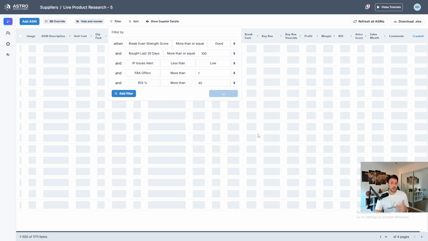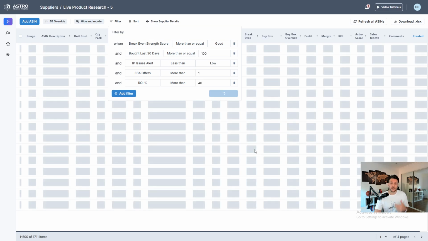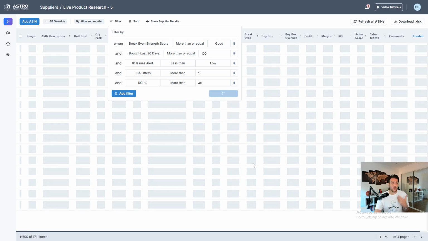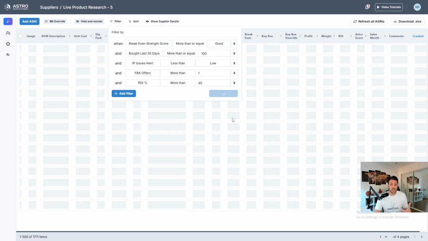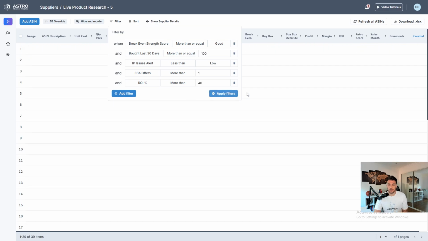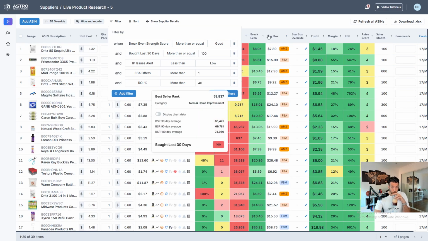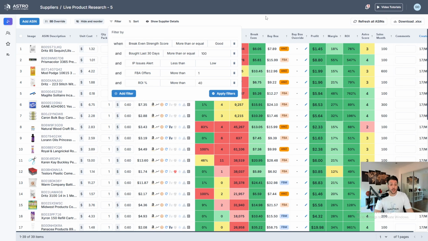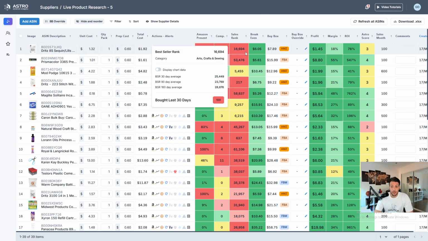Now, normally going through 1711 ASINs one by one, you can imagine how long that takes. If it takes you 1 minute to analyze an ASIN fully, that's going to take you 1700 minutes to analyze them all. So it takes forever. Using this tool, you get to the results much faster. So now we're at 39 of the better ASINs.